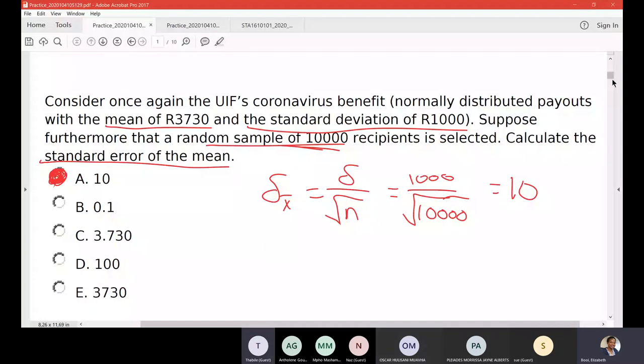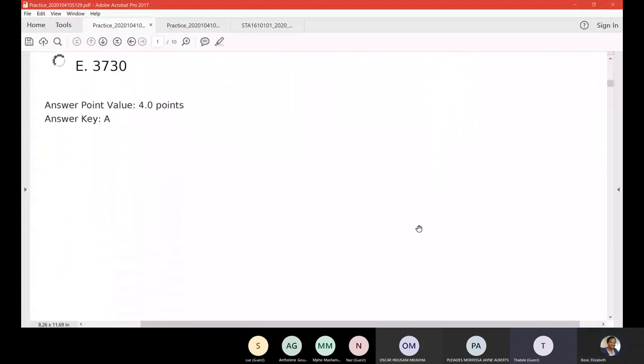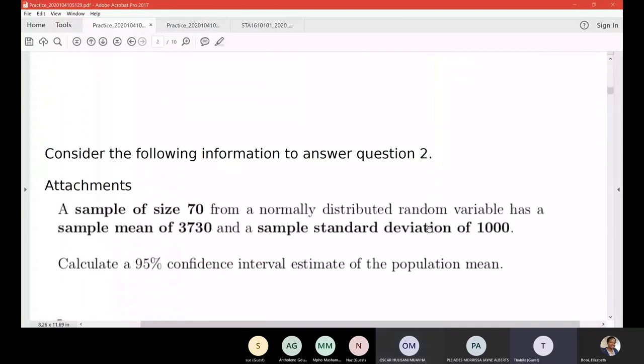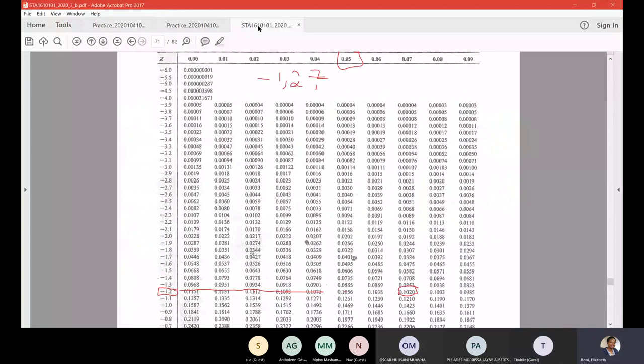So you must do that. Write a cheat sheet with all the formulas that you will need per chapter, highlighting which chapter it is. It makes life easier. I've already done that. And a table as well. The table, you just open it and have it ready on the side.